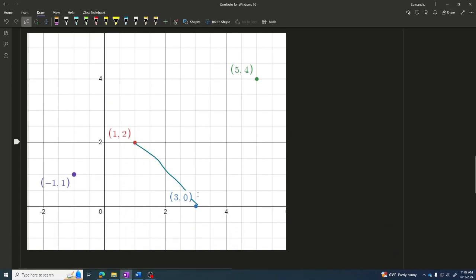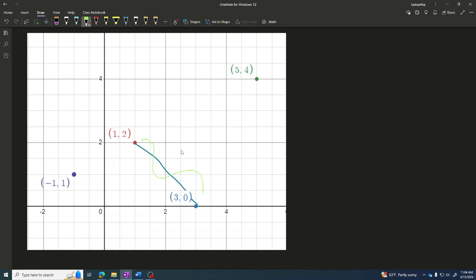Now, did it actually travel from 1, 2 to 3, 0 along a straight line? I have no idea. It's very possible that during that 5-second window of time, this object moved around all over the place and did all kinds of stuff, getting from this one point to the other. But I don't have any information about what the object is doing between time 0 and time 5.